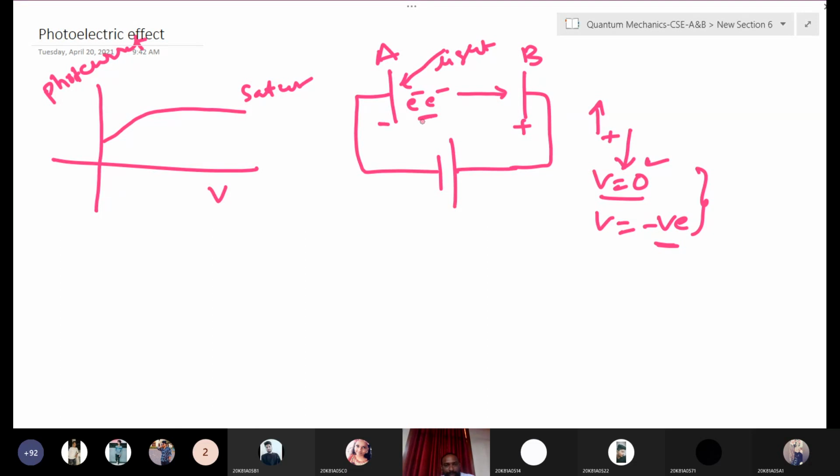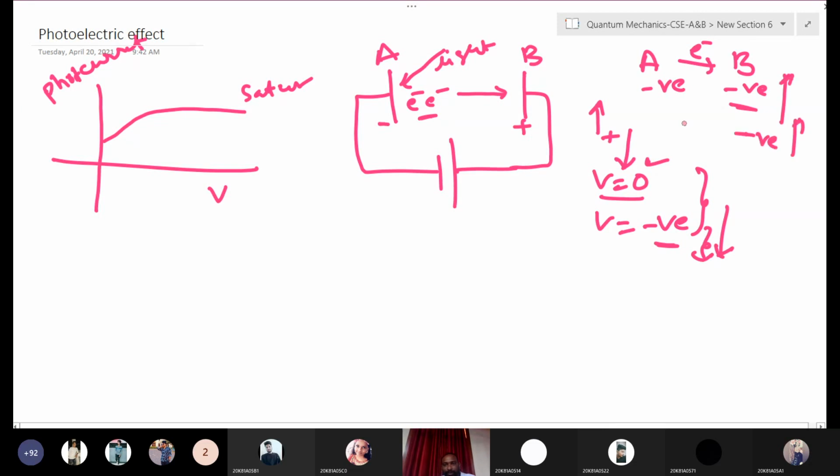Why? Because electrons are already being ejected at A, and the potential there is high, even with some negative potential applied. At the A terminal, the negative voltage is higher compared to the B terminal negative voltage. That's why electrons are flowing from A to B. After that, we further increase it. If you increase further in the negative direction, then at the B terminal the negative voltage is higher compared to the earlier case.